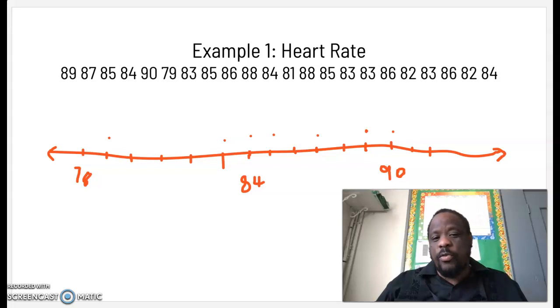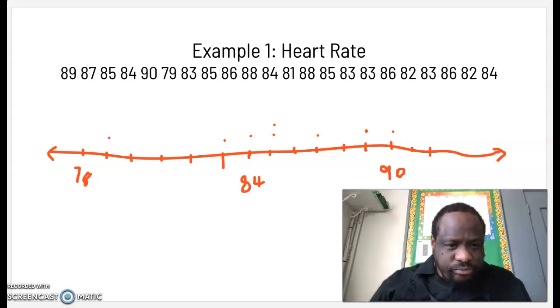85. All right, so because we have one there, we're going to put one on top of that one, because we have another 85, and then 86 right there, 88 right there. 84, we put the one on top there. 81, one right there. 88, we put one on top right there. 85, one on top right there. 83, one on top right there. 83 again, so put another one there. 86, one right there. 82, all right, 82 right there, and 84.